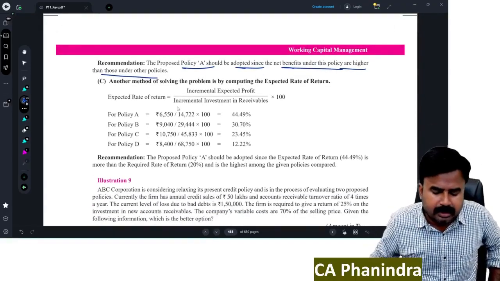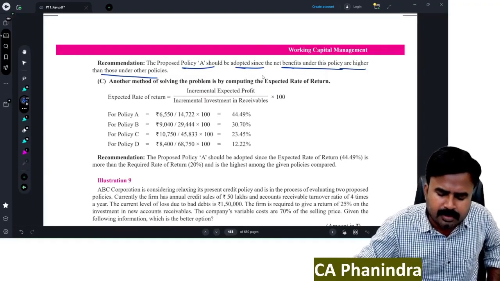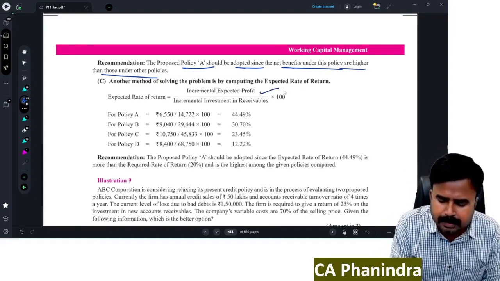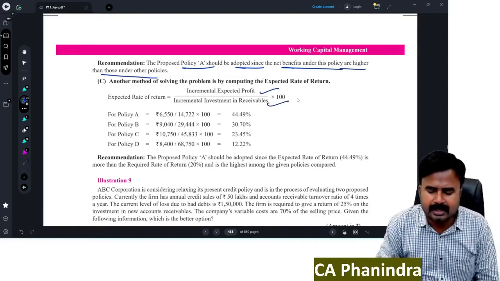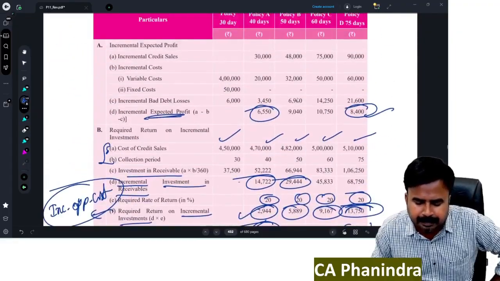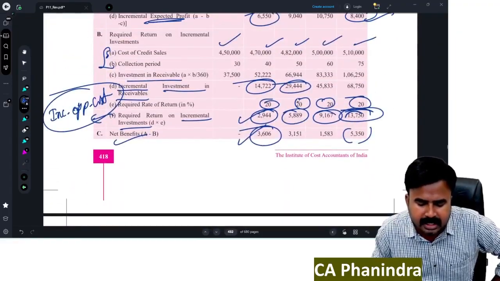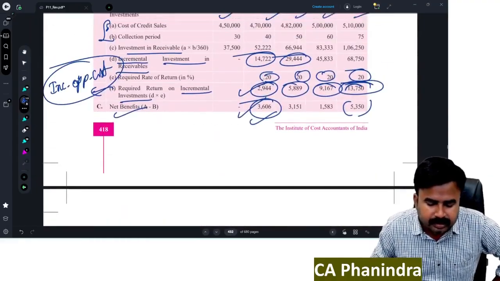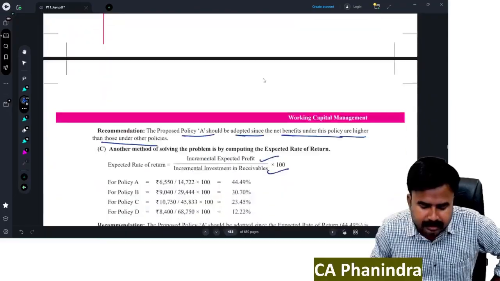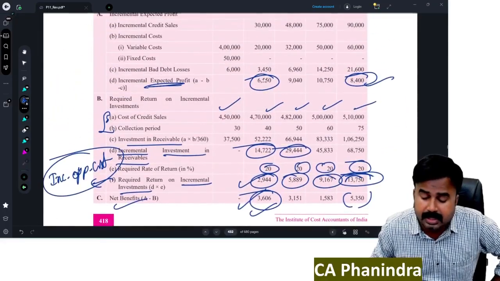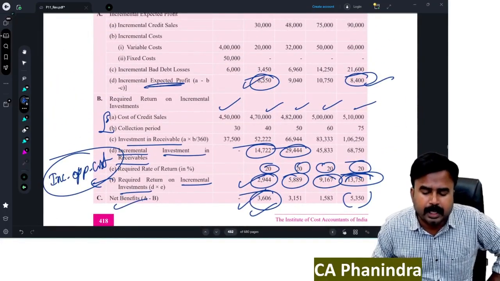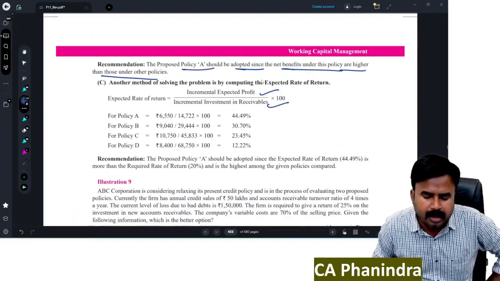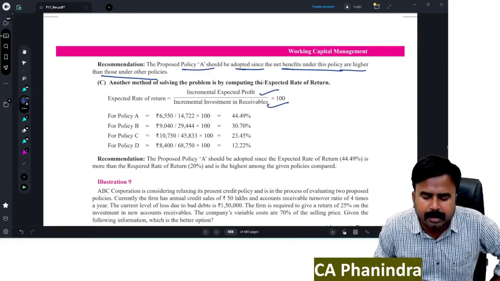See, the third method, there is another method which is given in the problem. Another method of solving the problem is by computing the expected rate of return. Here is the formula: incremental expected profit divided by incremental investment in debtors. So for example, if you take policy A, incremental net benefit, how much it is? Sorry, that is incremental expected profit. Incremental expected profit divided by incremental investment in debtors, 14,722. So what is the formula? Incremental expected profit divided by incremental investment in debtors.